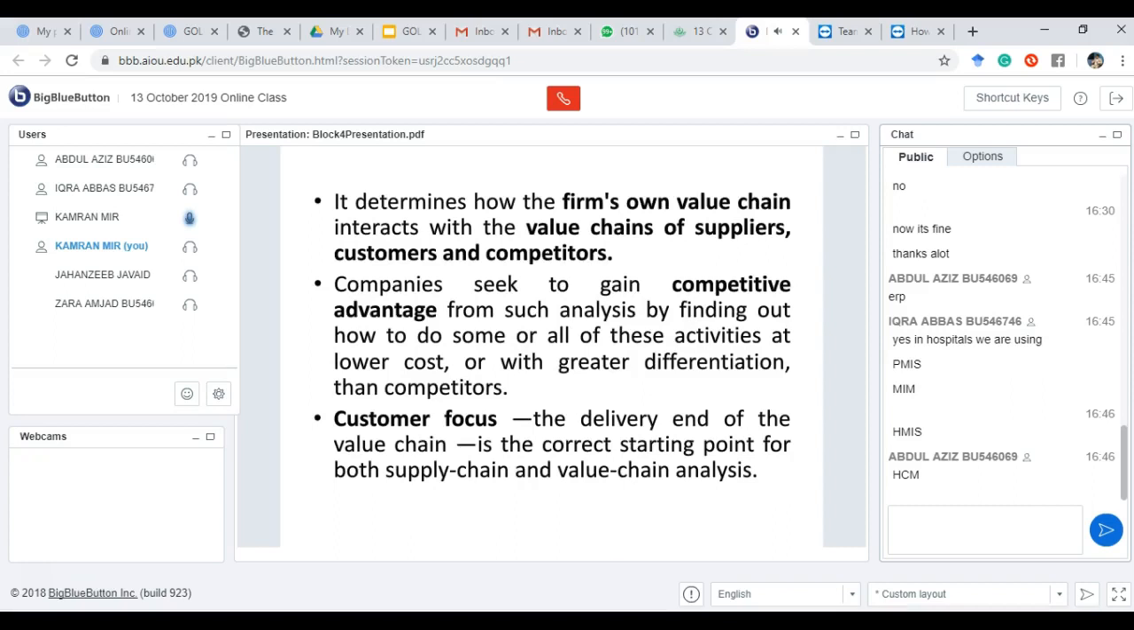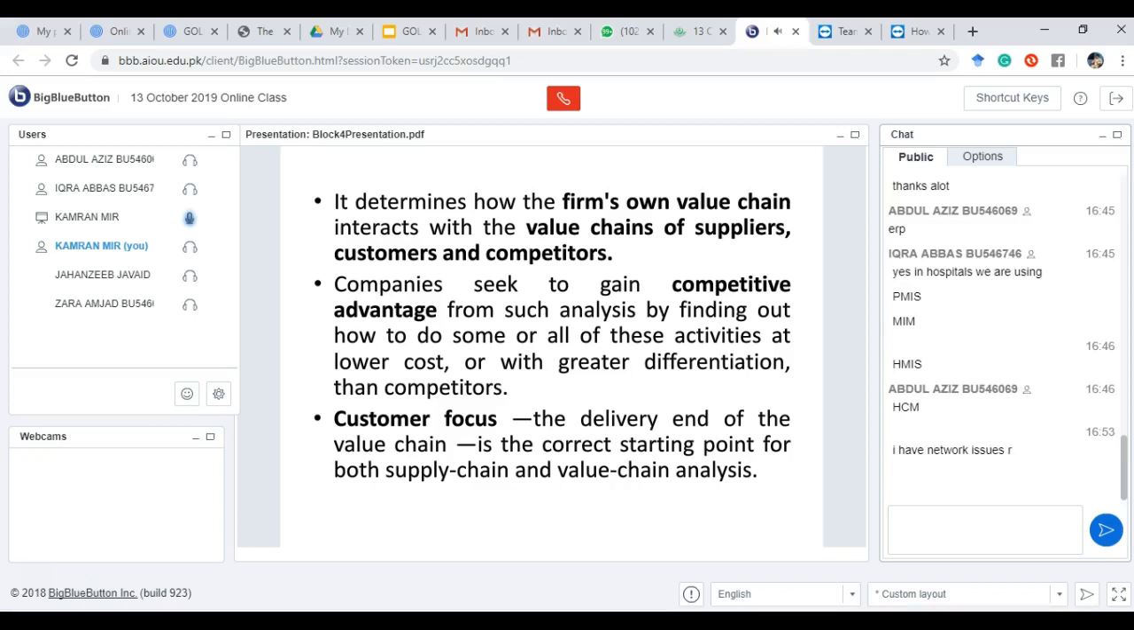And now it determines how the firm's own value chain interacts with the value chain of suppliers, customers, and competitors. Again, as I said before, the value chain analysis determines what system we've got in place in a company, and then interacts that with the chain of suppliers, customers, and competitors. So basically, it's evaluating your whole procedures: how things are coming from the suppliers to you, how your manufacturing process is involved, and then how it is going to the customer. Companies seek to gain competitive advantage from such analysis by finding out how to do some or all of these activities at lower cost.